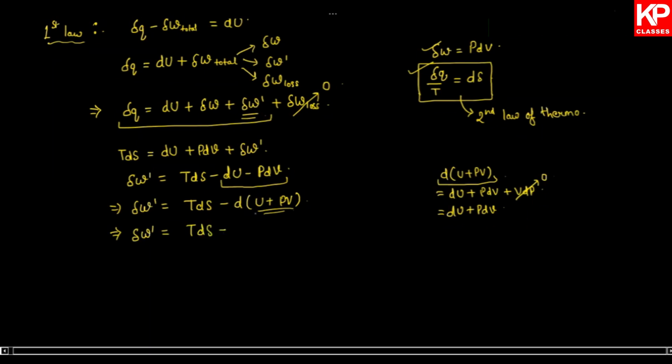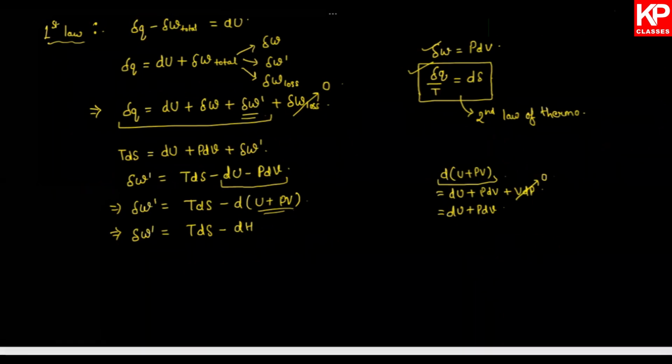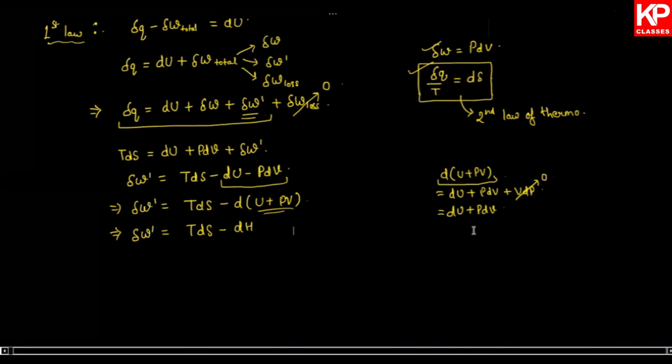Exactly. Yeah. So it is an enthalpy value. U plus PV gives the change in enthalpy. So you can write del W dash is nothing but TDS minus DH. Right? Enthalpy. Very good. So it's clear to everyone, I hope. All right. So this del W dash can be written as TDS minus DH.